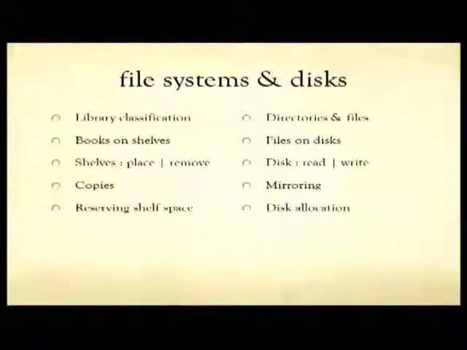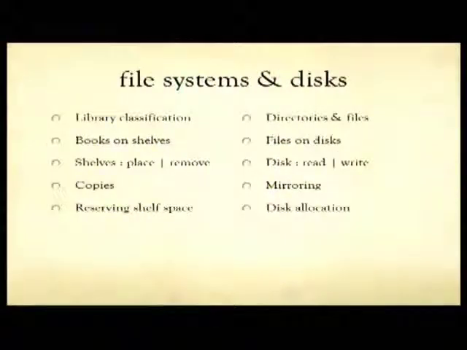Second part of this problem is file system and the disk. So the file system is akin to a library and the disk is akin to the books in the shelves in the library. Okay? Your classification of the library books is akin to your directories and file structure. The books on the shelves are files on the disk. What you can do with the shelves is place and remove a book, right? On the disk, the equivalent thing is you can read a sector, you can write a sector. That's all you can do.